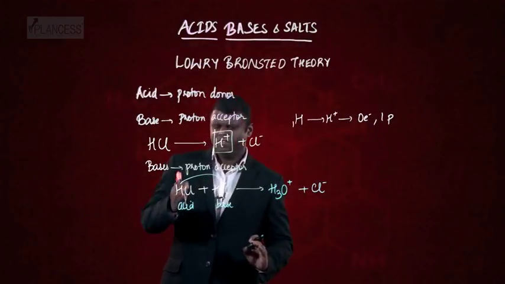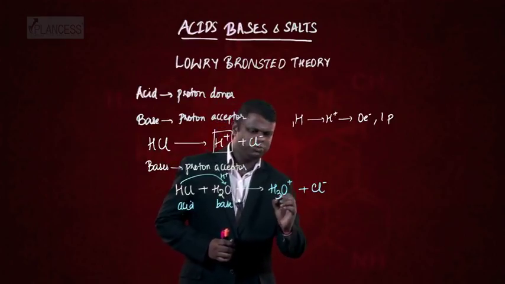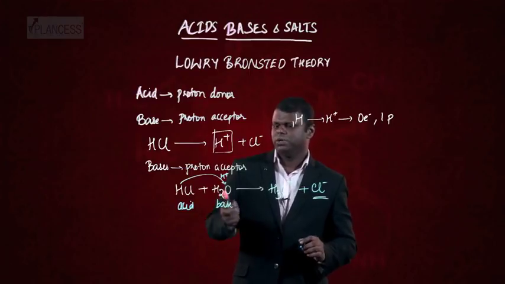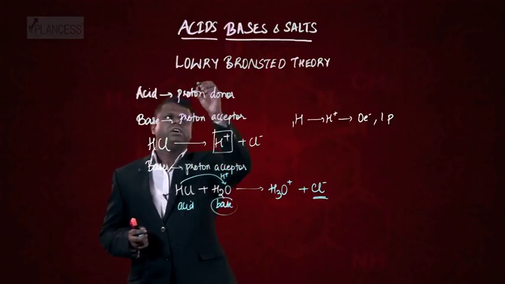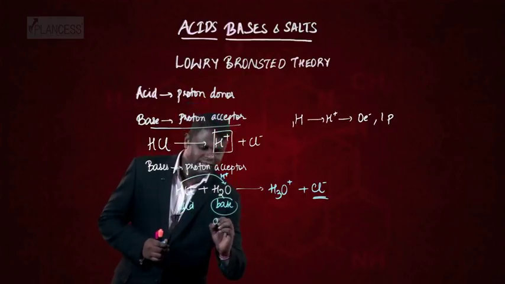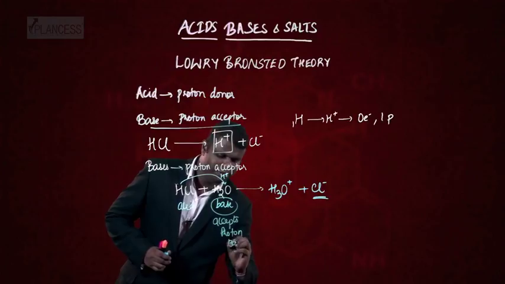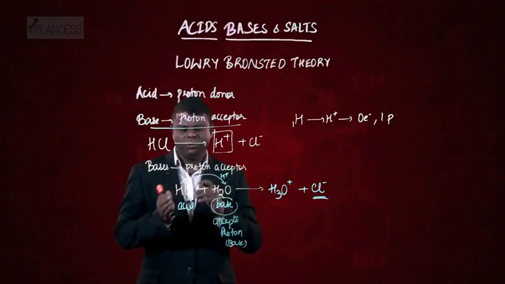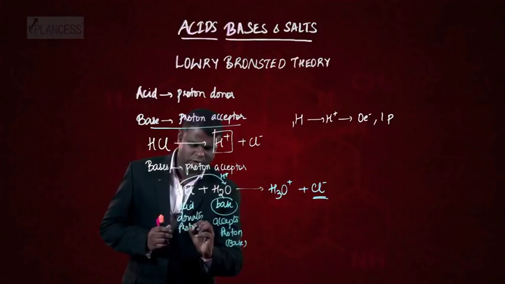Now in this case you have an acid, which donates a proton to a base, which is water, and it forms H3O+, the hydronium ion, and Cl-. So here water behaves as a base, because according to the Lowry-Bronsted definition, a base is a proton acceptor. So H2O accepts a proton, so this is a base. Similarly, HCl donates a proton, so it is called an acid.